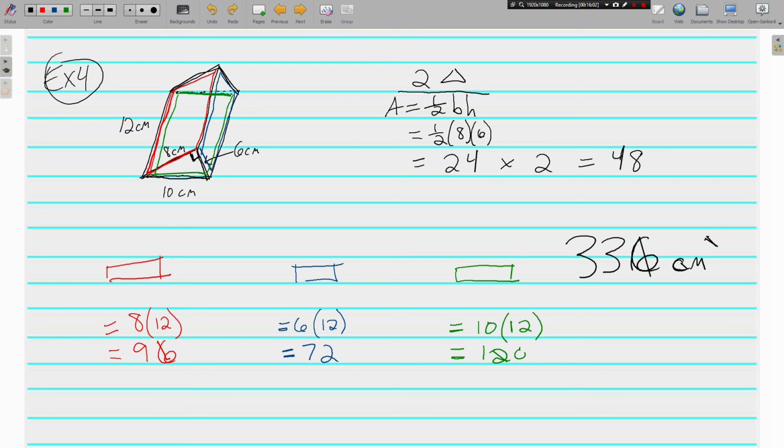Surface area of prisms, rectangular and triangular. Rectangular fits nice and pretty into the formula. Triangular takes a little more work, but you can do it.